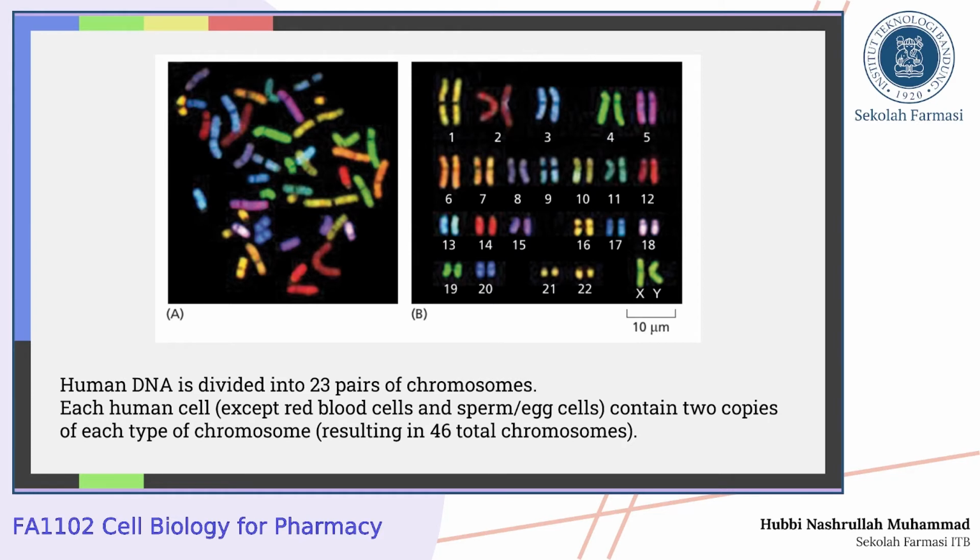Now, each copy of the different chromosomes is inherited from the father and the mother. In this image, you can see the 23 different types of human chromosomes, which have been colored using fluorescent dye.